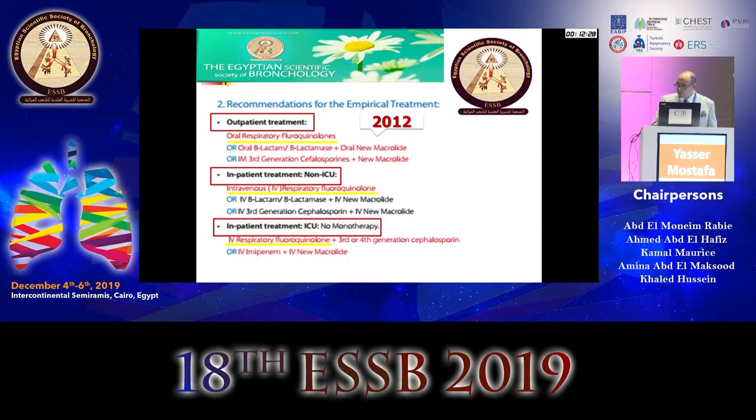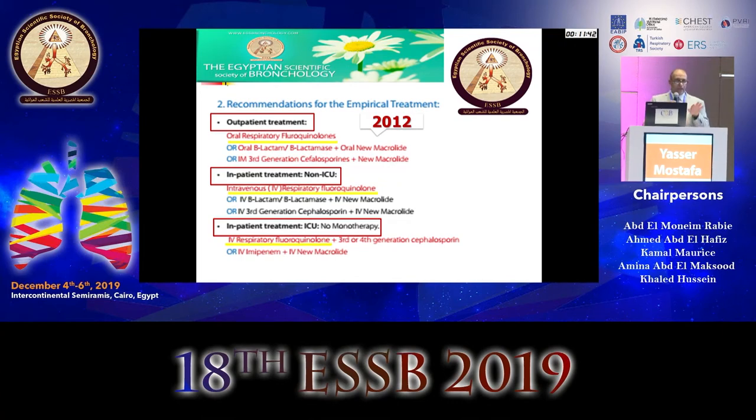For our society, because this is the conference of our society, I started with our recommendations for treatment of CAP. For outpatient treatment, we start with oral respiratory fluoroquinolones because we observed that the resistance to beta-lactam antibiotics has been increasing in the last 10 years. But if the patient has a contraindication to fluoroquinolone or has used it within the last 3 months, we recommend oral beta-lactam plus an oral new macrolide like azithromycin or clarithromycin, in order to cover the atypical microorganisms, which have no cell wall.